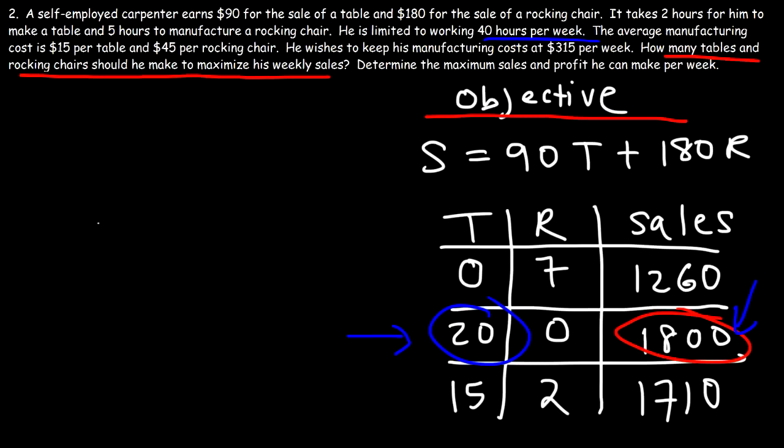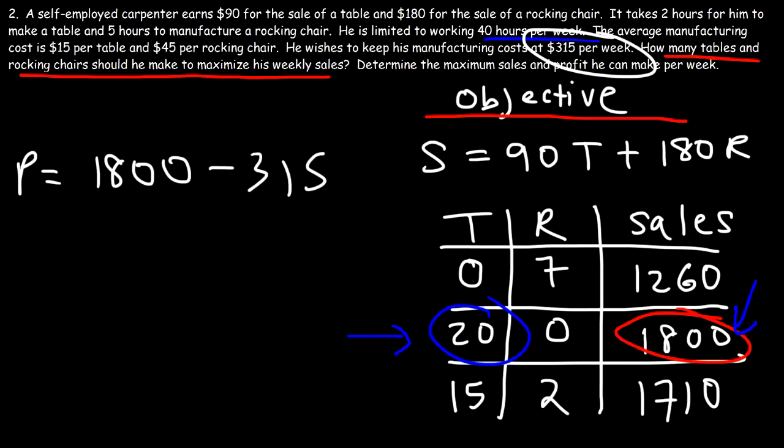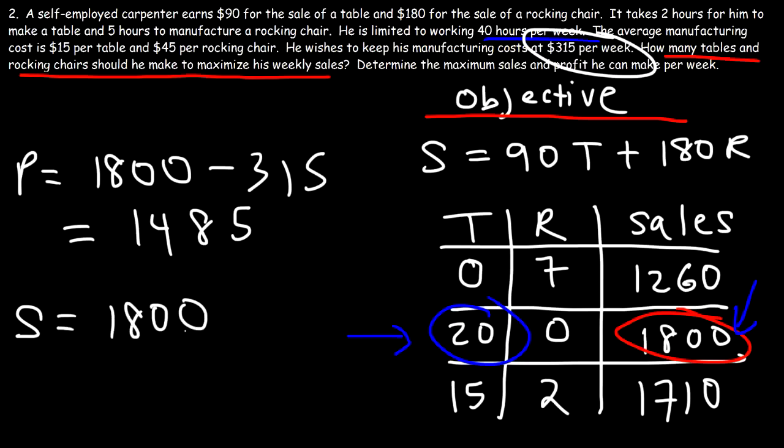But the maximum profit is going to be the difference between his revenue or his sales, which is 1800 per week, minus his fixed cost of 315 per week. So his maximum weekly profit is 1485, but his maximum weekly sales is 1800 per week.